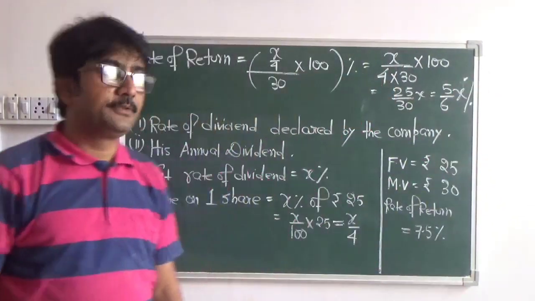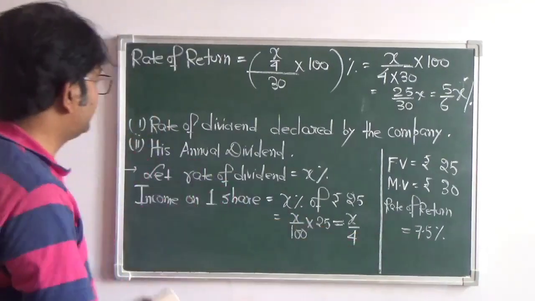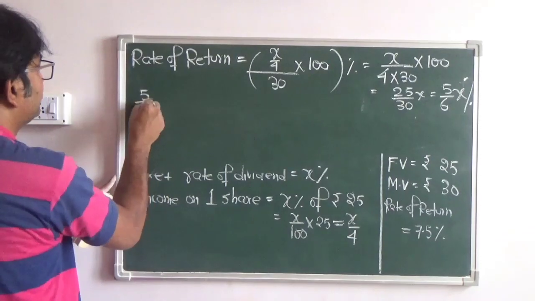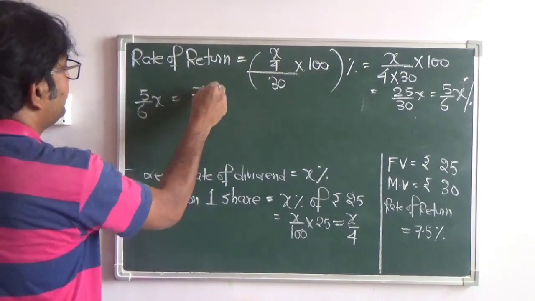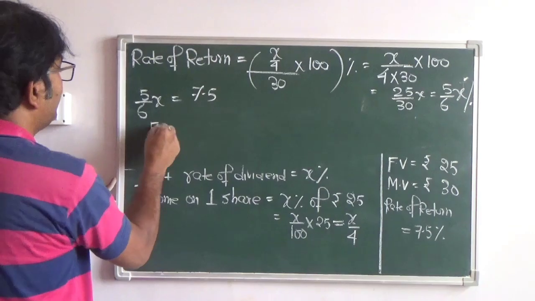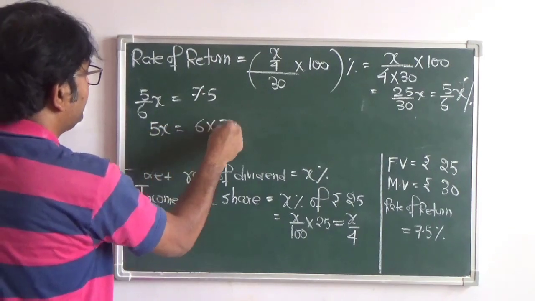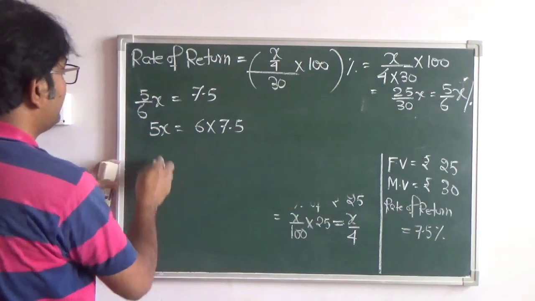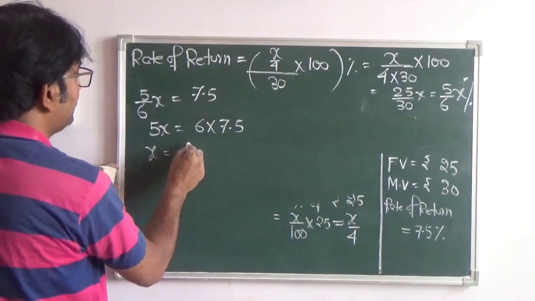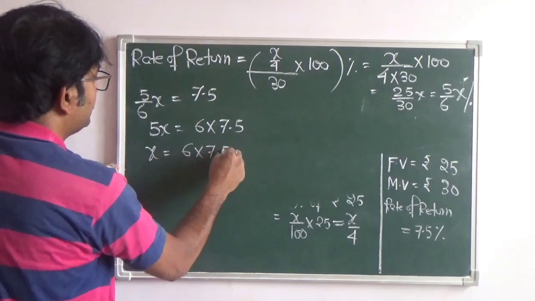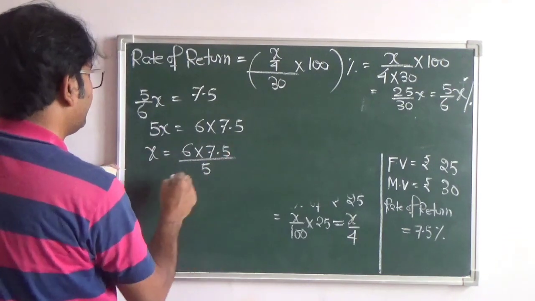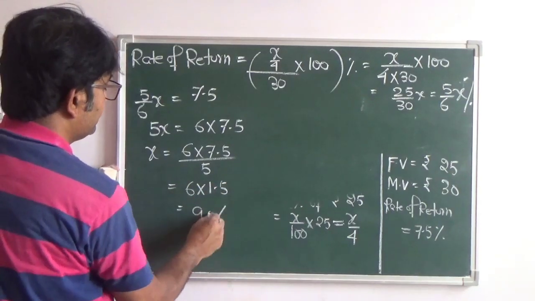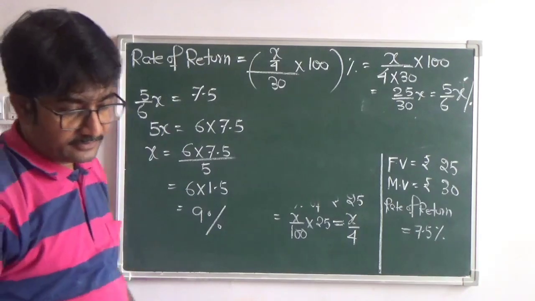is the rate of return, which is given to be 7.5%. So very clear now. So 5 by 6x is equal to 7.5. So 5x equals 6 into 7.5. So we have x is equal to 6 into 7.5 divided by 5. So 6 into 1.5. So this is 9%.